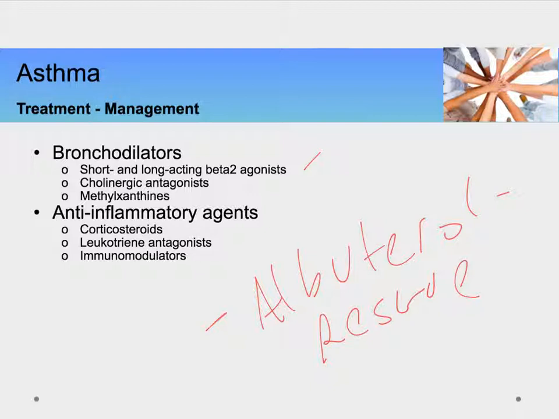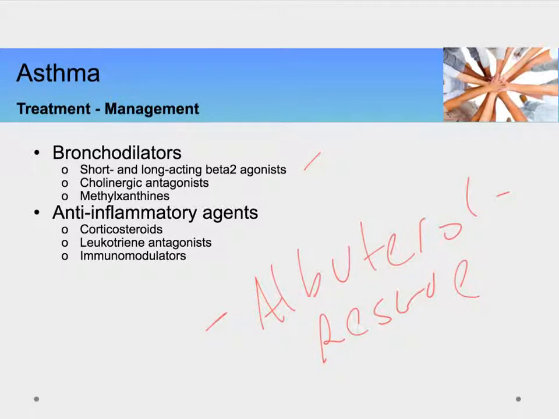Sometimes while a patient is hospitalized for an asthma exacerbation, we'll put them on something called a DuoNeb, and it is albuterol and Atrovent, or ipratropium, together. Those are two bronchodilators that work in a little bit different way. They're short-acting. The cholinergic antagonist causes bronchodilation by inhibiting the parasympathetic nervous system, so they work with the sympathetic nervous system.